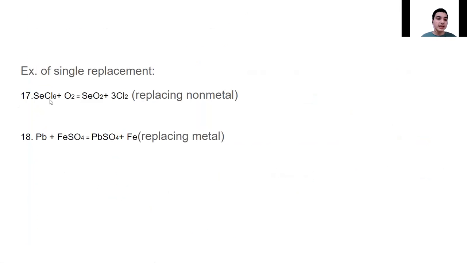Okay, so here are two examples where we replace the non-metal. So we can see that selenium chloride plus oxygen replaces the chloride. So we have selenium, no, sorry, it's not selenium, oxide plus chloride. And the other one is where we replace the metal, where lead replaces the iron because lead is more reactive.